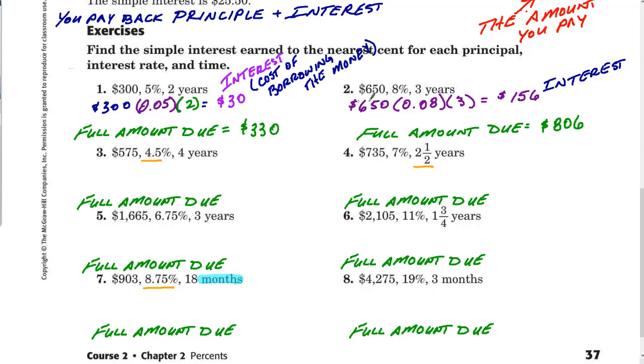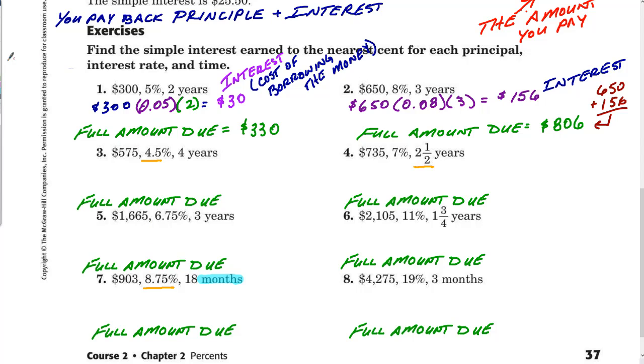So again, you borrowed $650, you paid 8%, you kept it for 3 years, you owed $156 in interest. Since you borrowed $650, you have to pay it plus the $156. And that's where we got this $806. This $806 is the $650 and the $156. So let's do the rest of these.